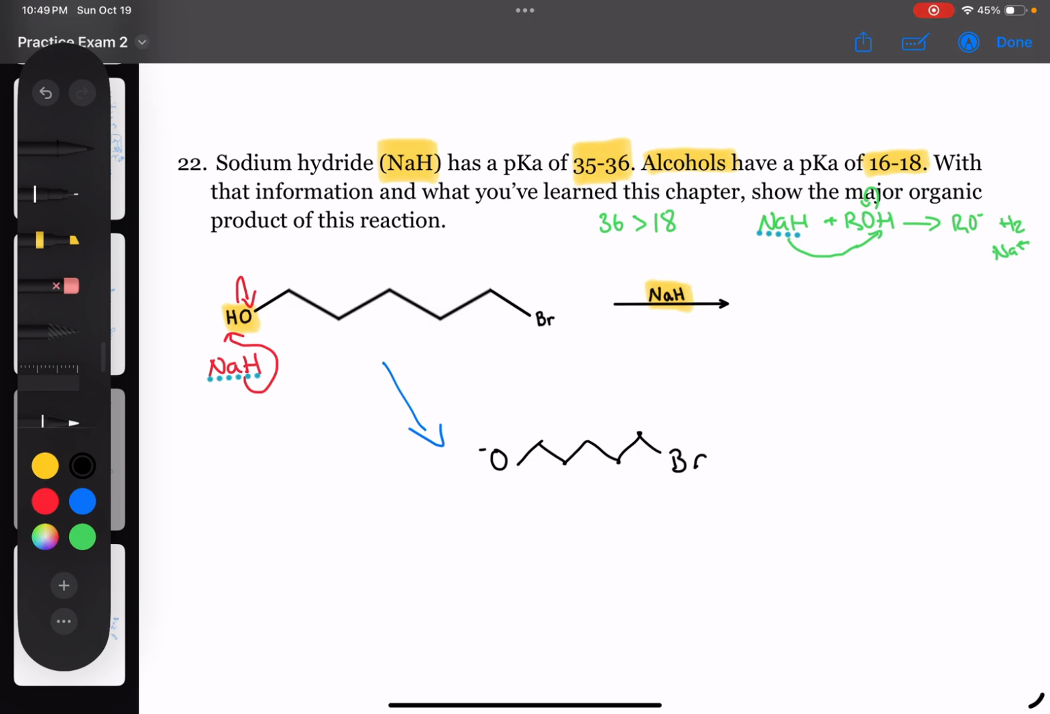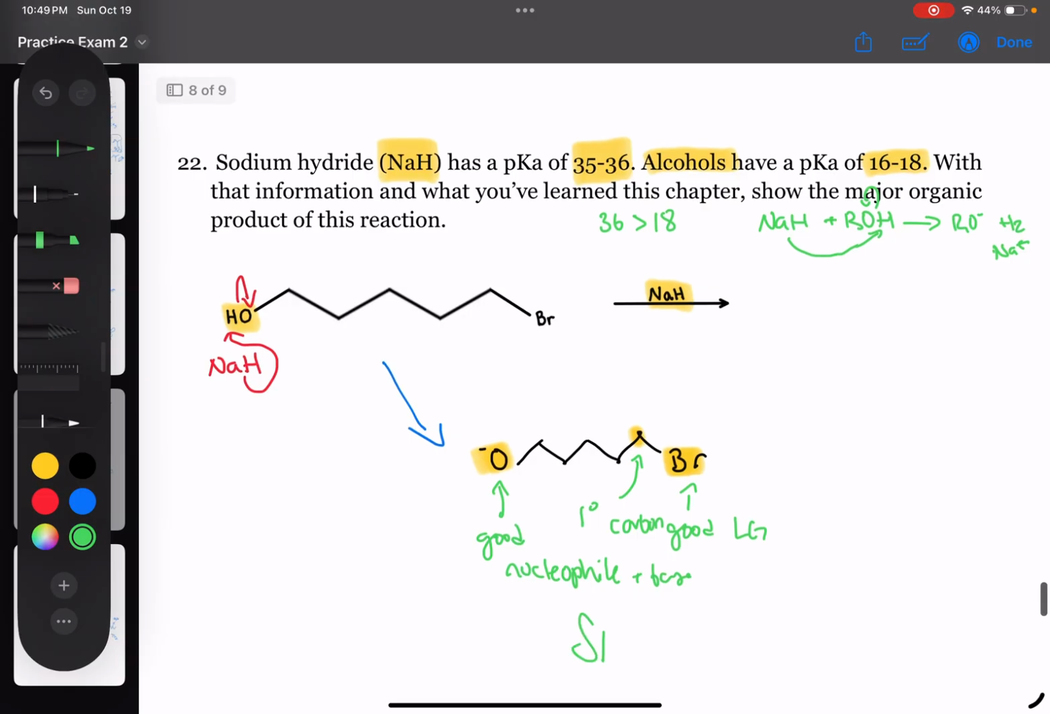Now, one thing you might notice about this intermediate is that it has an O minus, which, as we know from chapter 7, is a good nucleophile and a good base. It also has a good leaving group here in the bromine, and that leaving group is on a primary carbon. I'll write all that down here. O minus is a good nucleophile and base. Bromine is a good leaving group, and that's on a primary carbon. Now, altogether, what does that indicate to us? It indicates that we're going to see an SN2 reaction happening here.